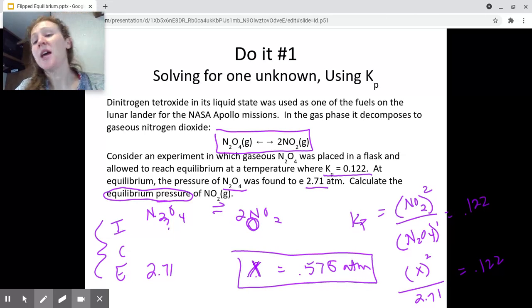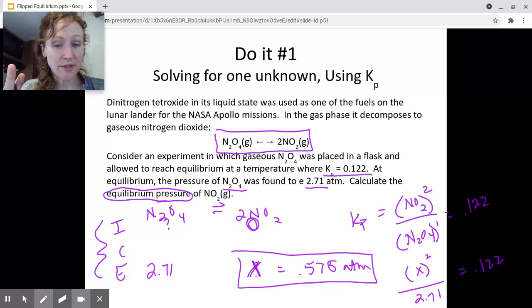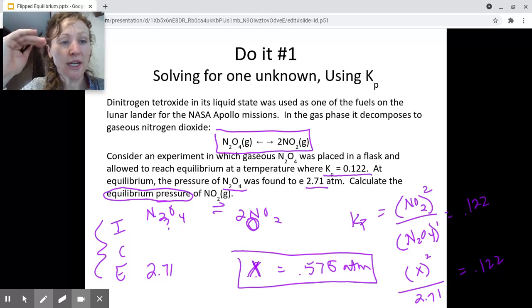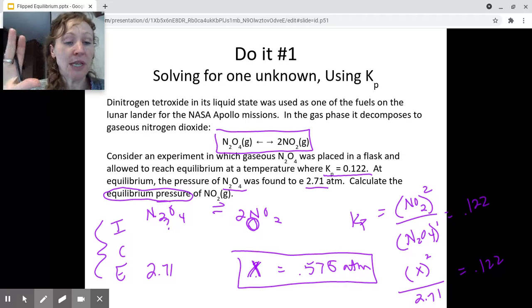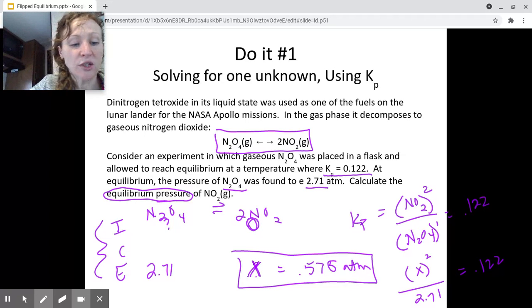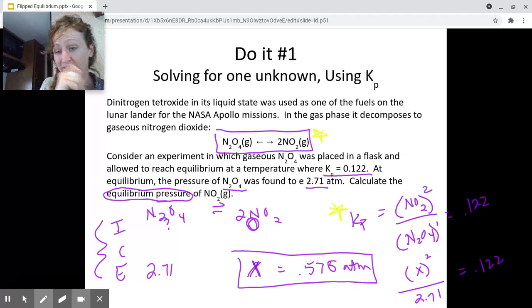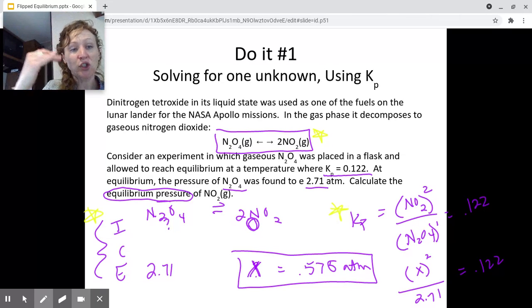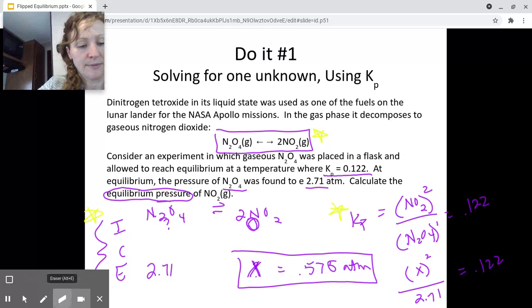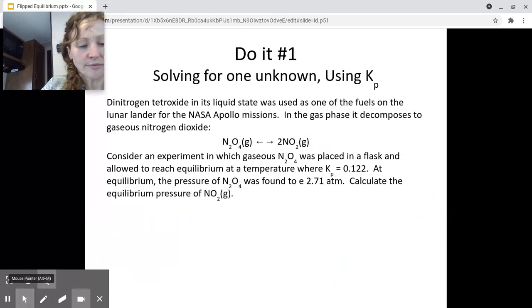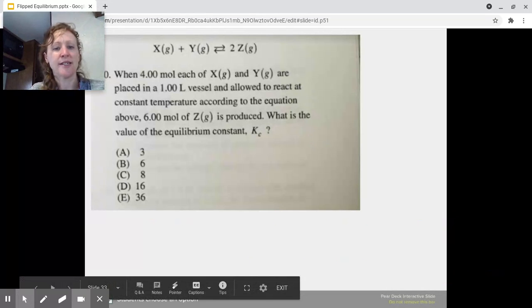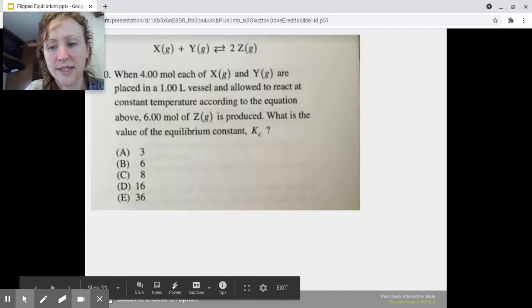Okay, so pretty simple problem there, but the ICE chart helped me organize my thoughts, and then I relied on the K. So having a reaction written out from the beginning is a good idea. Having a K equation written out from the beginning is a good idea. Organizing your thoughts and information into an ICE chart is a good idea. Let's try to do those three things consistently. All right, we'll do this one together. We'll practice this one together in class.